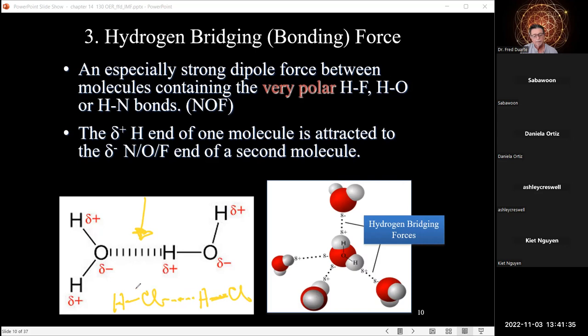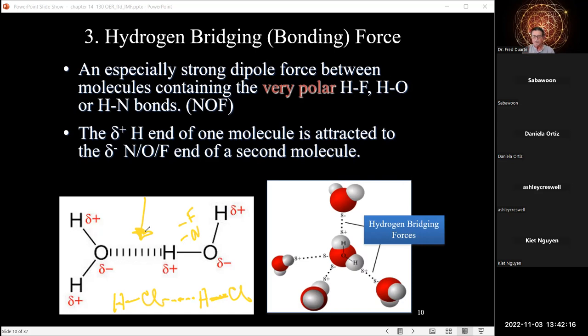Okay? Very much stronger, and this could have also been nitrogen or fluorine. So there's only three types of bonds that deal with the hydrogen bridging force. And again, very strong interaction because it's occurring, again, three-dimensionally. So these forces get pretty strong. And so when you're heating water, it requires you to get up to 100 degrees Celsius to get that water to boil.